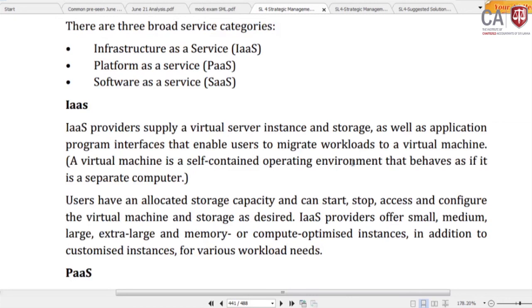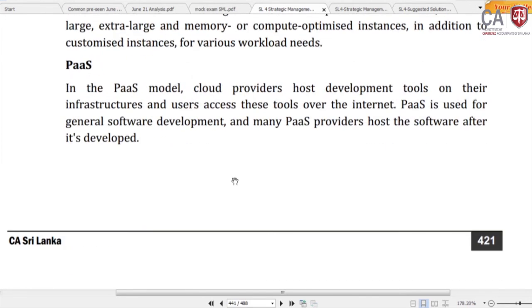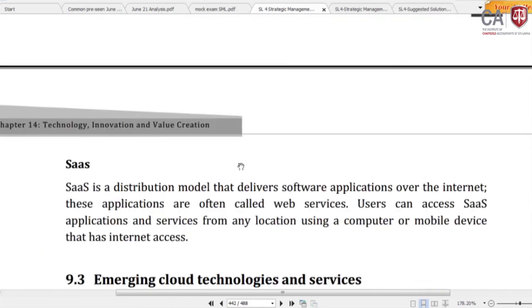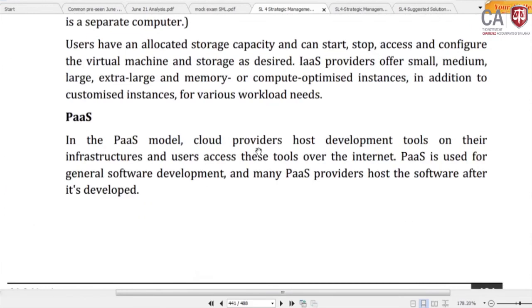So what they can do is, without purchasing the required IT infrastructure, they can get the required IT infrastructure as a service from a third party, right. Then software as a service also available. For example, for certain things they can use Microsoft Office packages under this SaaS arrangement.